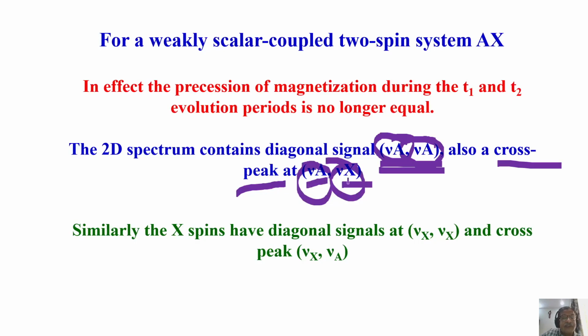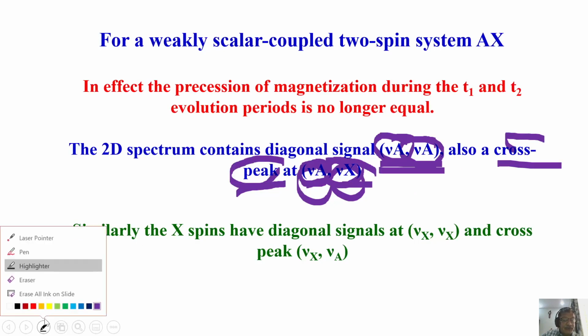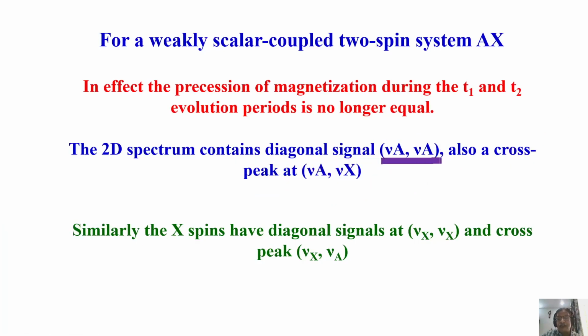This happens because of J coupling. So when there is a J coupling, there is a transfer of polarization. As a consequence, the precessional frequency of X is also seen at the precessional frequency of A. They appear as nu A and nu X, both the frequencies. They are called a cross peak. And when the frequency of nu A remains the same in both the dimensions, it's a diagonal peak. When the precessional frequency of A is nu A and also nu X, this is a cross peak.